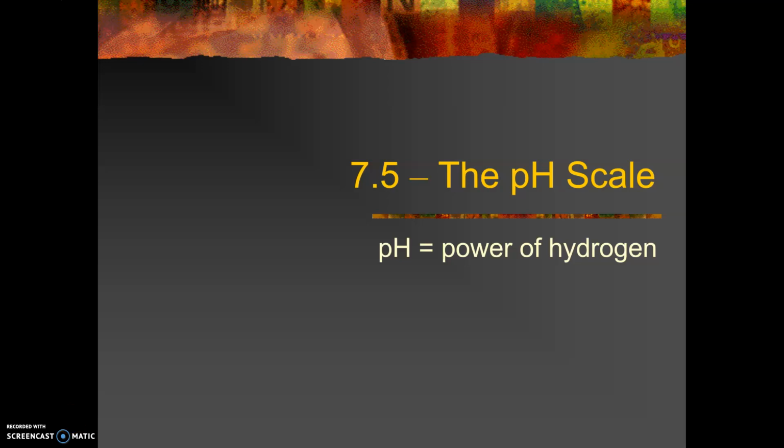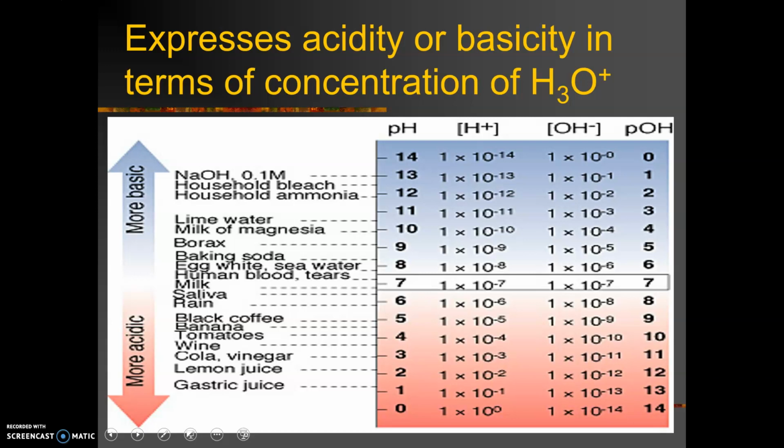Okay, we're going to talk about the pH scale, which is section 7.5 in your book. This is all about the power of hydrogen. Okay, pH means how we express acidity or basicity in terms of concentration of the hydronium ion.